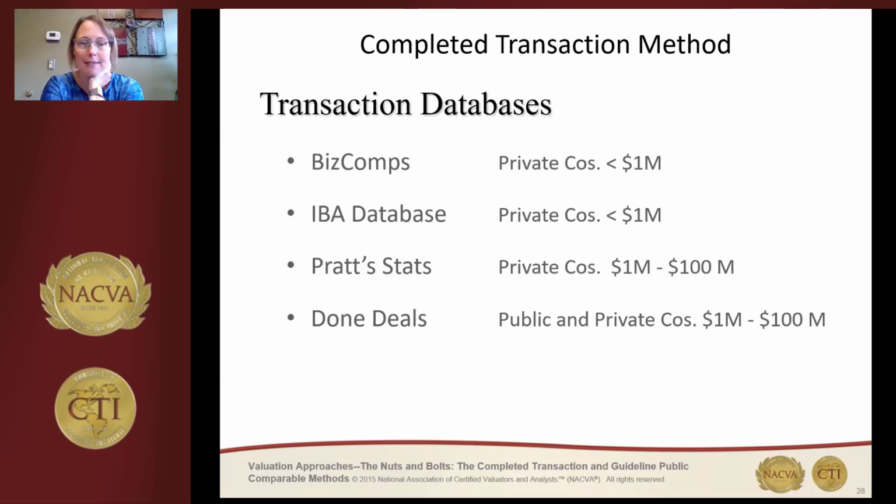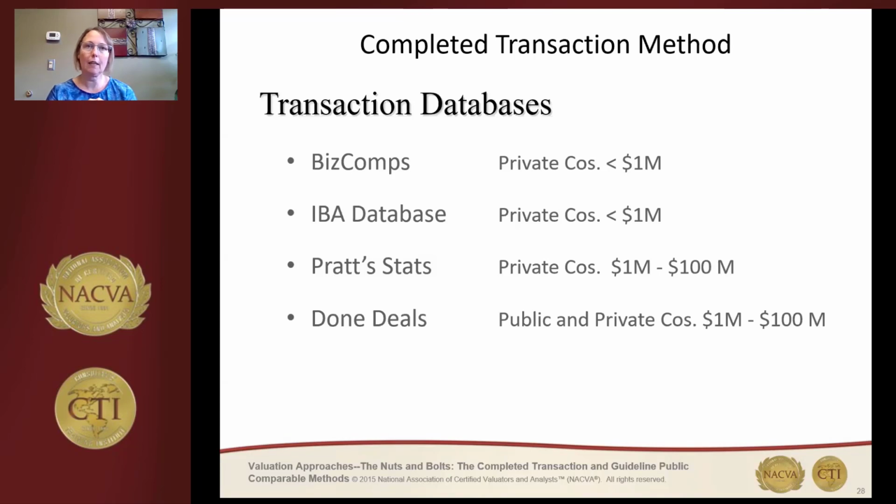But here are the databases again. BizComps, private company transactions under $1 million. IBA database, private company transactions under $1 million. Pratt's Stats, private company transactions from 1 to 100 million, so a larger transactional database with larger deals. And then DoneDeals, where you can get public and private transactions, from 1 to 100 million. So those are the larger ones as well. Basically, BizComps and IBA tend to be for your smaller mom and pop Main Street type businesses. Pratt's Stats and DoneDeals tend to be for the larger ones.